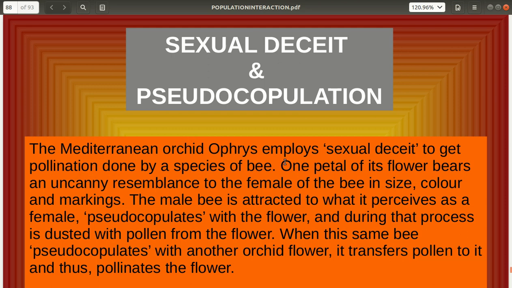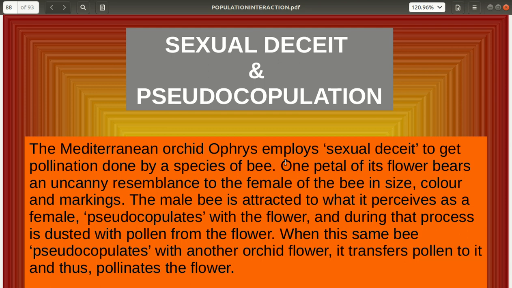One of the petals of this Ophrys flower bears an uncanny resemblance to the female of the bee, not only in size, color, and markings. So the male bee is attracted to the petal, which looks like a female insect, and it perceives it to be a female, and in the process, it mates. And this mating or copulation process is false copulation or pseudocopulation with the flower.